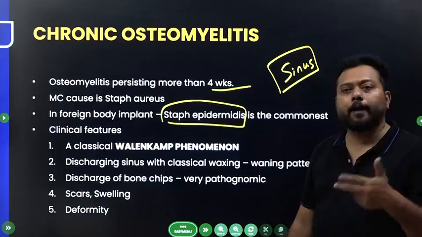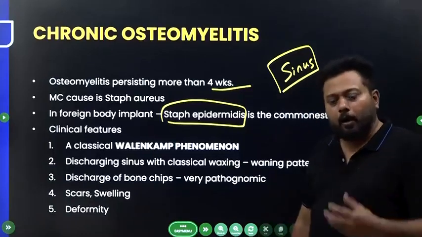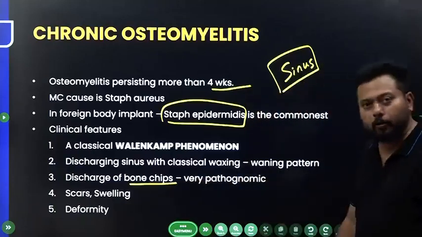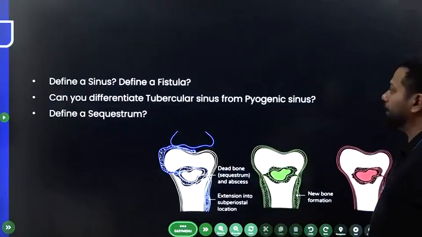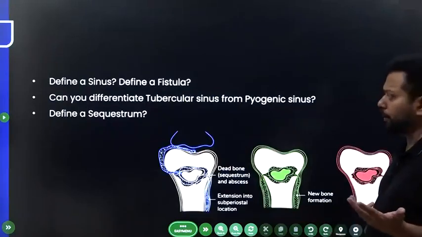This is called Wallenkamp phenomena. And on sinus discharge, when you see direct bone chips, it's very pathognomonic. What's a sinus? What's a fistula? Everything this you know already, we had discussed.